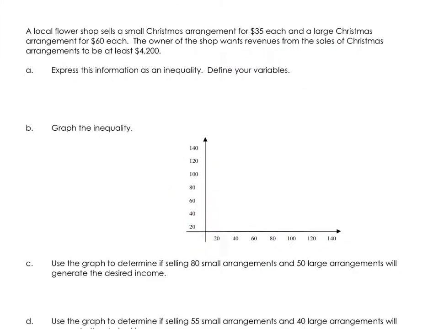A local flower shop sells a small Christmas arrangement for $35 each and a large Christmas arrangement for $60 each. The owner of the shop wants revenues from the sales of Christmas arrangements to be at least $4,200. We have to express this information in an inequality. Let's take 35 times x and 60 times y. That has to be greater than or equal to 4,200.